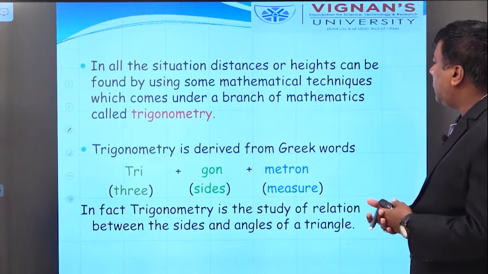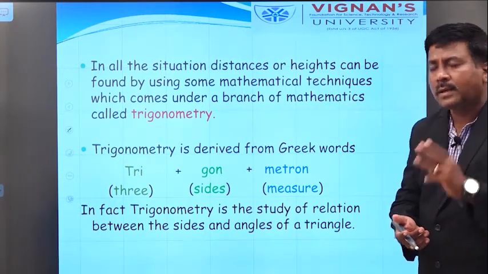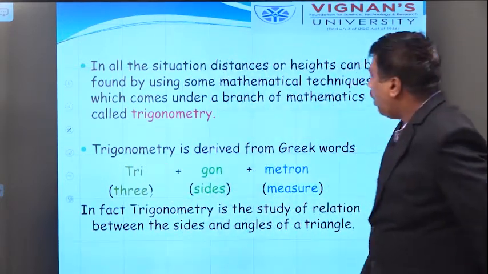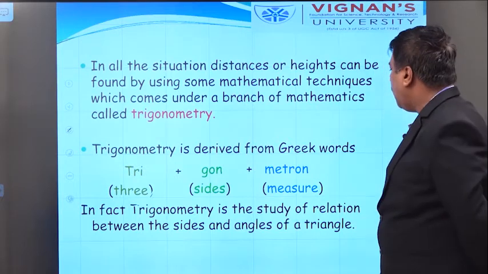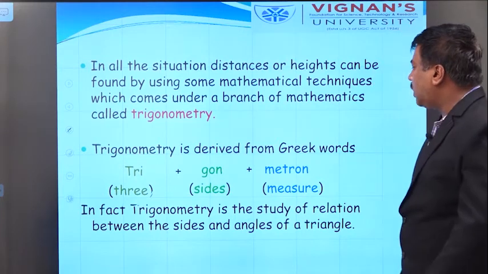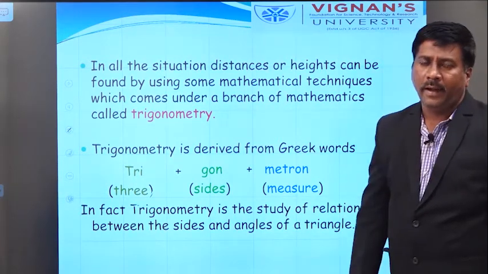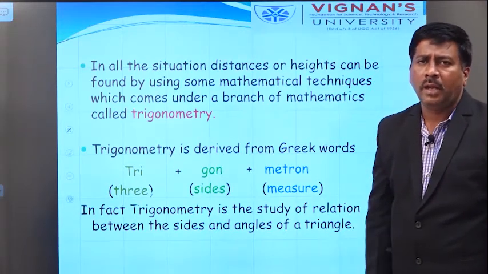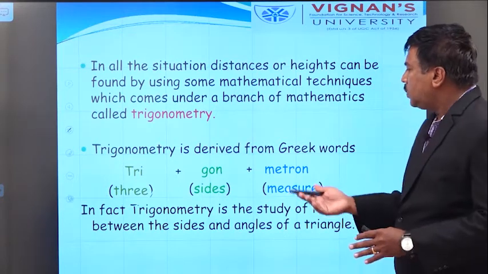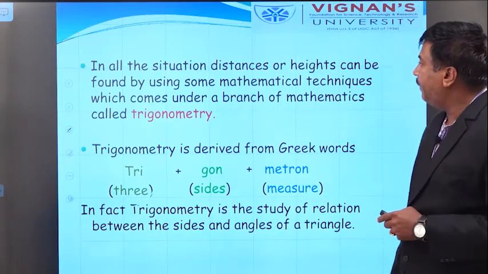So how do we define trigonometry? Trigonometry is derived from the Greek words: tri, which means three; gon, which means sides; and metron, which means measures. So in fact, trigonometry is the study of the relation between the sides and the angles of a triangle.